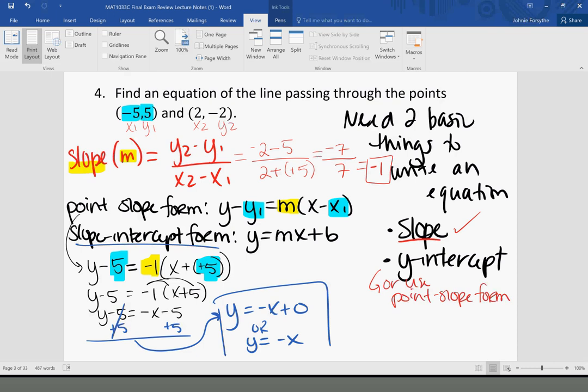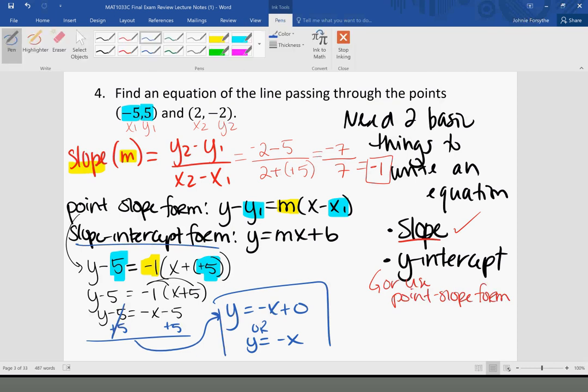Okay. But this information here on the right, super important. The two basic things you need to write an equation: the slope and the y-intercept, or use point-slope form.